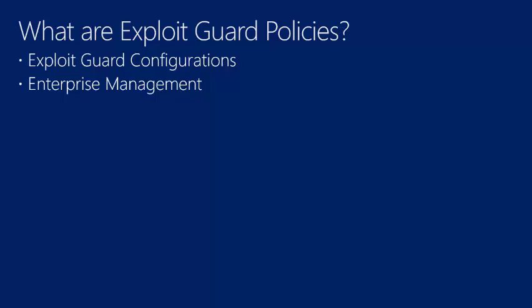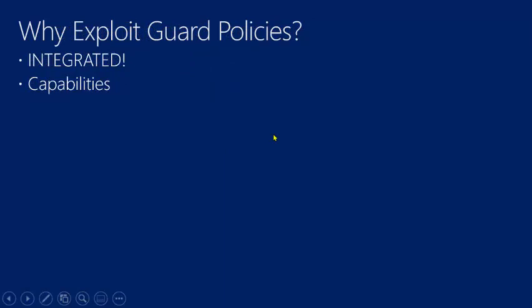Effectively, Exploit Guard policies are Exploit Guard configurations that you configure for devices in your enterprise. Exploit Guard policies can be delivered through enterprise management tools like Configuration Manager, which is our scope here, or Intune, which we'll talk about later. That's where Config Manager clearly comes into play, as an enterprise management tool, with the capability to deploy to Configuration Manager clients. So why do we care about this?